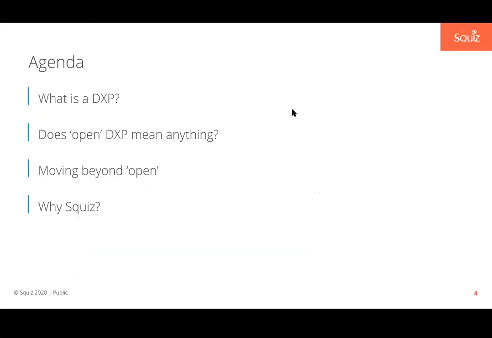What we're going to talk about today is what does it mean to move beyond Open DXP? But before we can talk about that, we need to unpack a couple of things. First and foremost, what is a DXP? What does it mean when we talk about it being open DXPs? And then how do we, importantly, move beyond that? So that'll be the agenda we'll be covering.